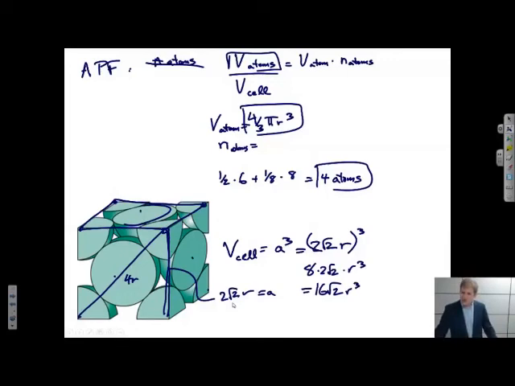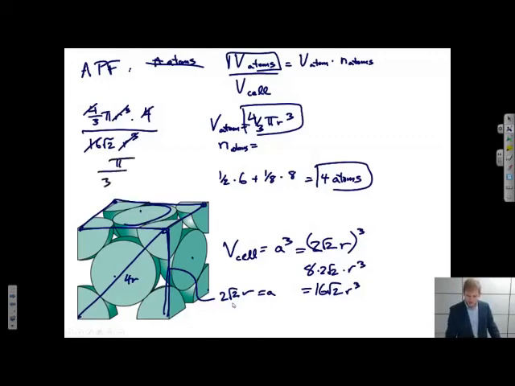Okay, atomic packing factor, remember, volume of atoms over volume of cell. So now I know everything I need to know. My final expression is 4/3 pi r cubed times the number of atoms, 4 atoms, all over the volume of the cell, 16 square root of 2r cubed. And so now finally I just reduce things. 4, 16 gets reduced. R cubed gets reduced. And so I see pi over 3 square root of 2, and this equals 0.74048.